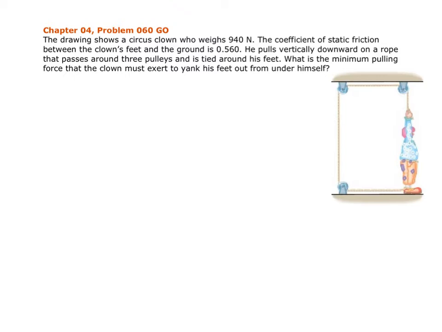All we're given though is just two simple pieces of information. We're told that the clown has a weight of, in this case, 940 newtons, and that there's a coefficient of static friction between his feet and the ground equal to 0.560. And that's all. And we're asked to figure out what's the minimum force he needs to pull in order to cause himself to tip over. So there's a lot of different concepts at play here.